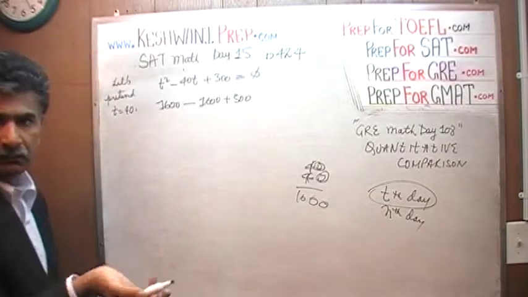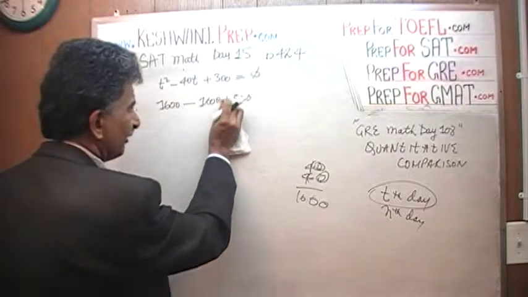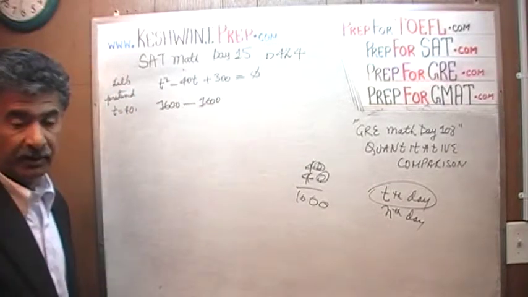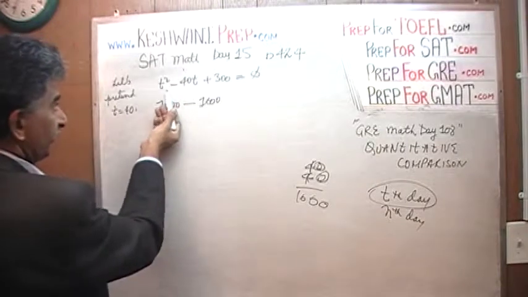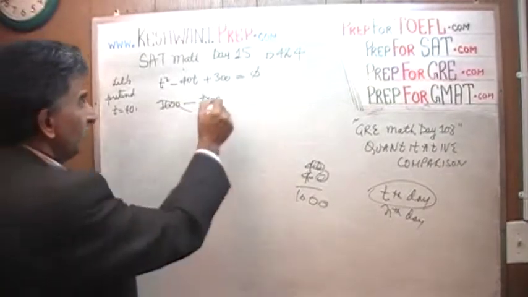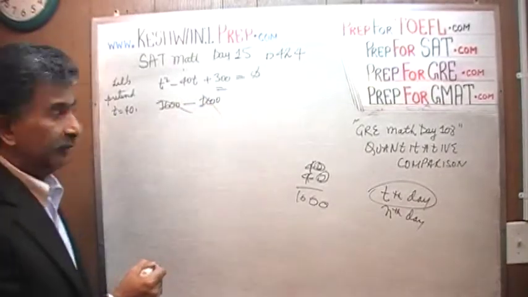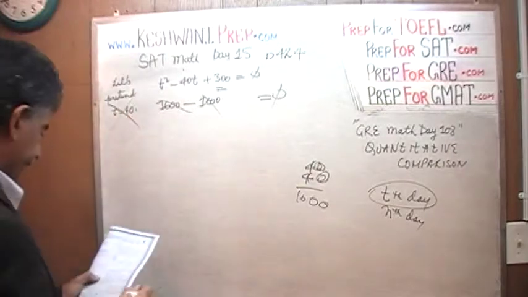You can stop right there. In the real exam, I wouldn't have wasted my time to write it out at all. You simply look at it, and you realize that this is 1600 and this is 1600. They're going to kill each other, and you're going to be left with this 300. You can't be left with 300 because it has to equal 0. The answer is not 40.